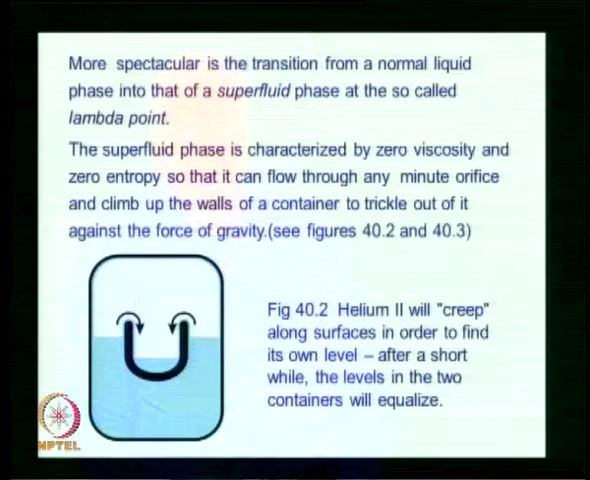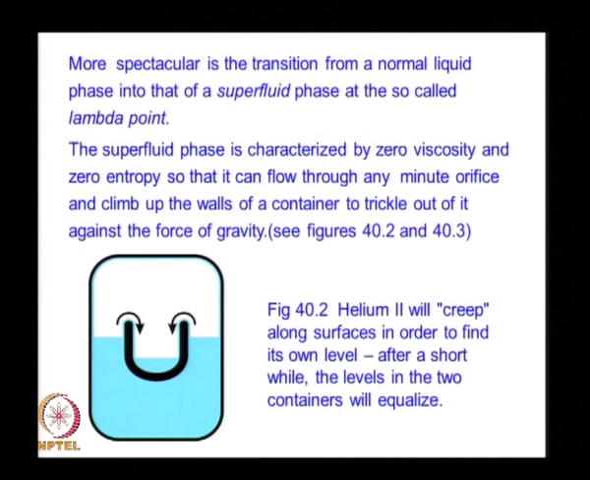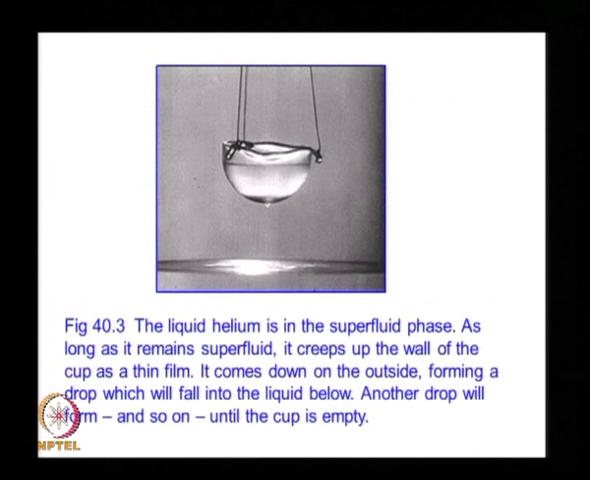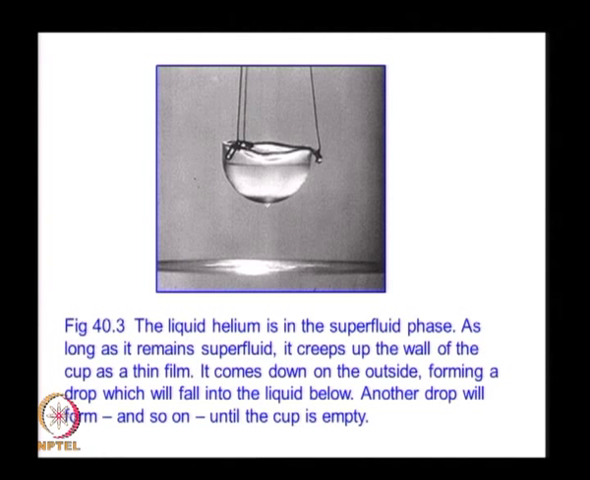This is shown in figure 42, where you have two containers and the helium 2 will creep along surfaces in order to find its own level. There are two containers here and the levels in the two containers will equalize after some time. The next picture, 43, shows liquid helium in the superfluid phase, and as long as it is a superfluid, it creeps up the wall of the cup as a thin film. It comes down on the outside, as you can see in the photograph, forming a drop which will fall into the liquid below. Another drop will form, and another, and so on, until the cup will empty itself. It will look almost miraculous.